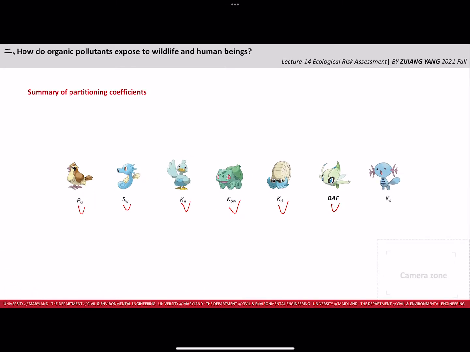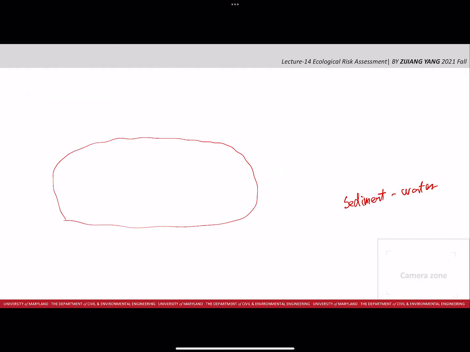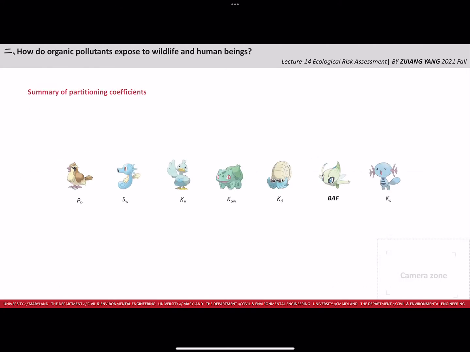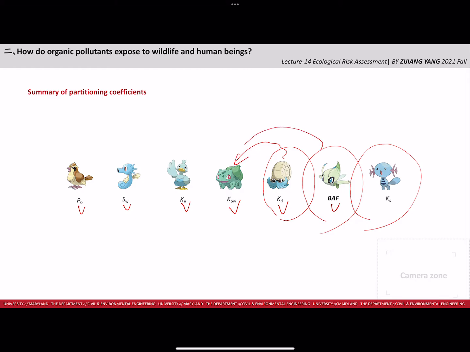And in the lab or in the handbook, we usually have this. And in the field, we usually have this. And we know this may be site by site and case by case. But all of these values are related to KOW because they are all the interactions between the chemical and the organic phase. So they usually have some functional relations.